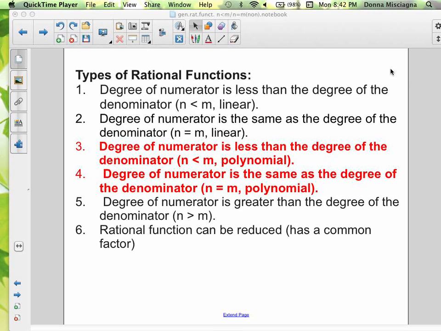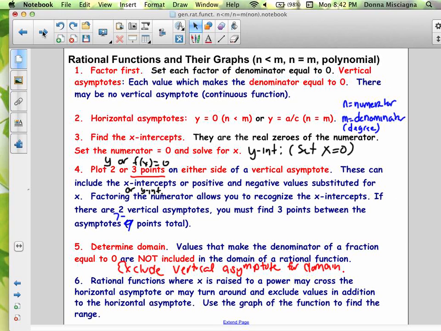Right, so now we're going to be graphing rational functions where the degree of the numerator is less than the degree of the denominator, but we have polynomial parts, meaning we have something raised to a power other than 1, and where the degree of the numerator is the same as the degree of the denominator, but this time where we have polynomial parts where one of our x's is raised to some power other than 1. So these two I put all together.